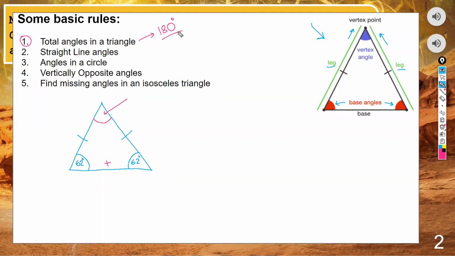So quickly do that for me. Add 62 to our next 62 and minus it from 180. 62 plus 62, right? 62 plus 62 is 124 degrees. And to find him, we minus it from 180. And we get how much? The majority of the class is getting 56 degrees. So this guy here is 56.